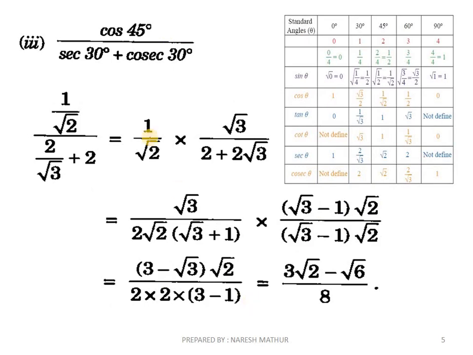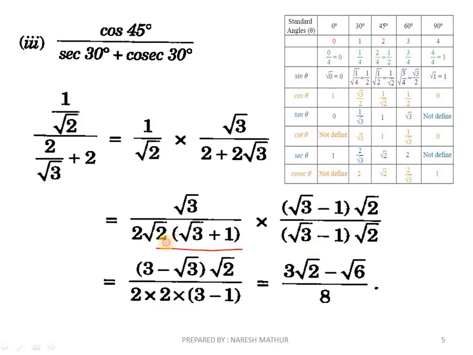Now the third question. Cos 45 is 1 by root 2, sec 30 is 2 by root 3 and cosec 30 is 2. So for solving it, we just take the reciprocal of this number with the multiply symbol. Root 3 into 1 will be root 3. Now this 2 plus 2 root 3 will be multiplied with this root 2. Now we are getting a square root in the denominator, so for solving it, we have to rationalize this number. So we'll multiply with the opposite sign, so root 3 minus 1 will be multiplied with both numerator and denominator.